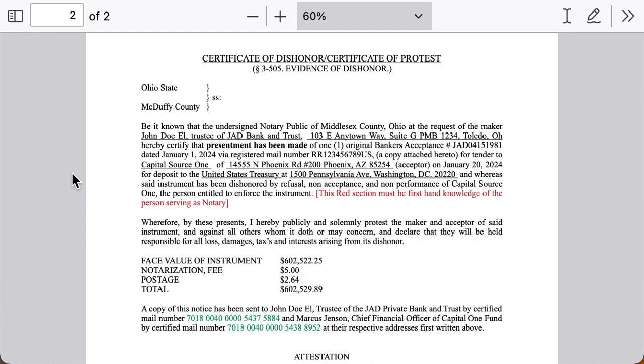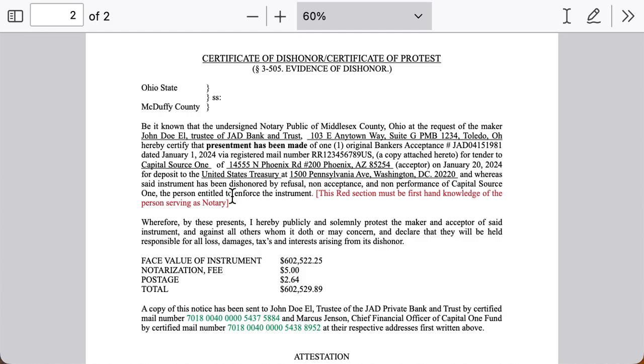And whereas said instrument has been dishonored by refusal, non-acceptance, and non-performance of Capital Source 1, the person entitled to enforce the instrument. And then we have this section in red, right here is where you would write more detail with regard to your firsthand knowledge of why there was non-acceptance.